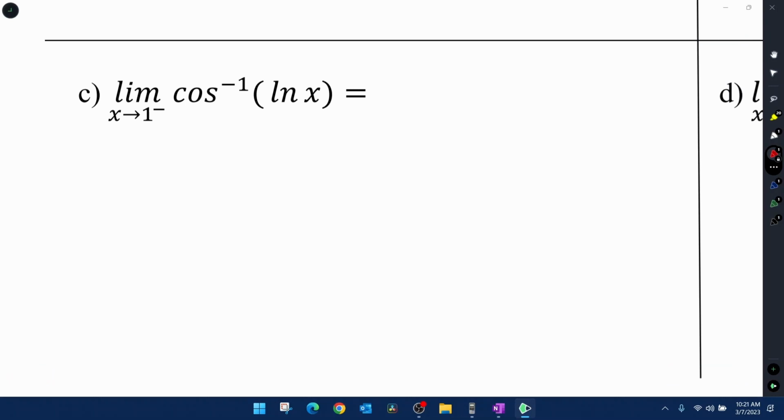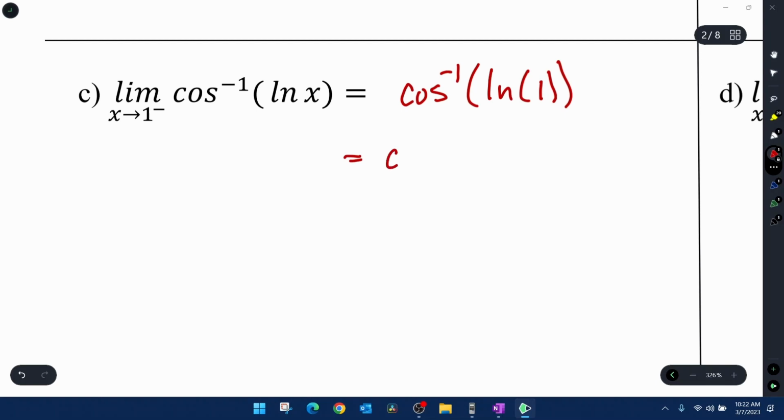Next, is this a limit that we can do by direct substitution? Even though we're approaching from the left, that still means that eventually we could get to 1. And as long as plugging in 1 doesn't give us an undefined situation, we can figure this out by direct substitution. Let's see if that works. So can we calculate the natural log of 1? And if so, what is that value?